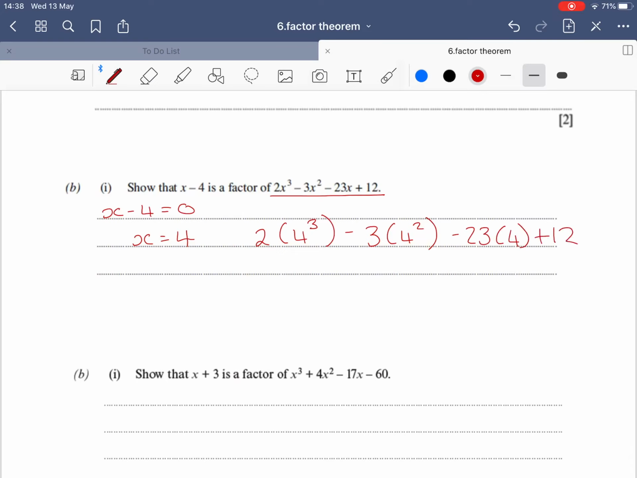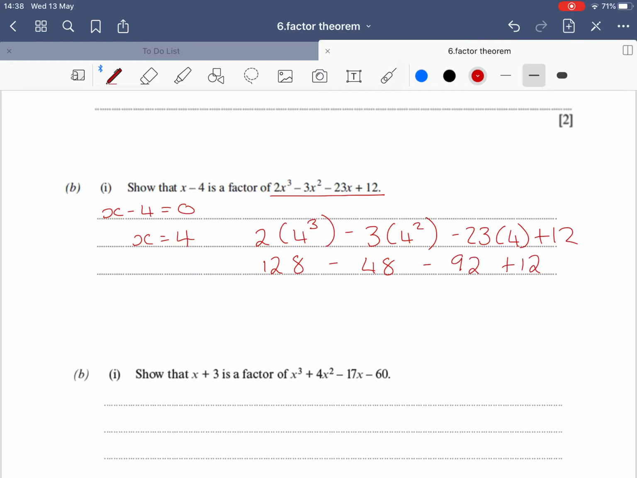So 4 cubed is 64. 64 times 2 is 128. 4 squared is 16. 16 times 3 is 48. 23 times 4 is 92, plus 12.